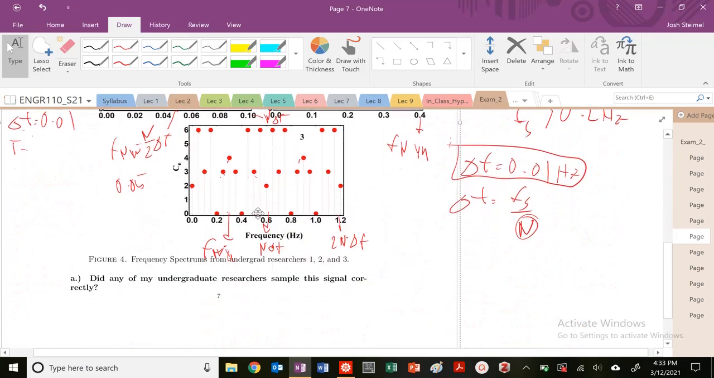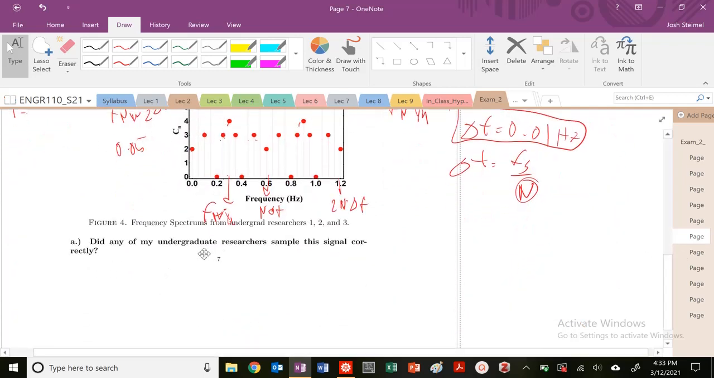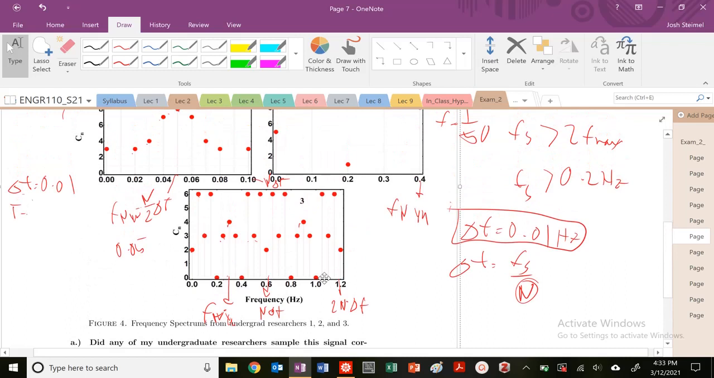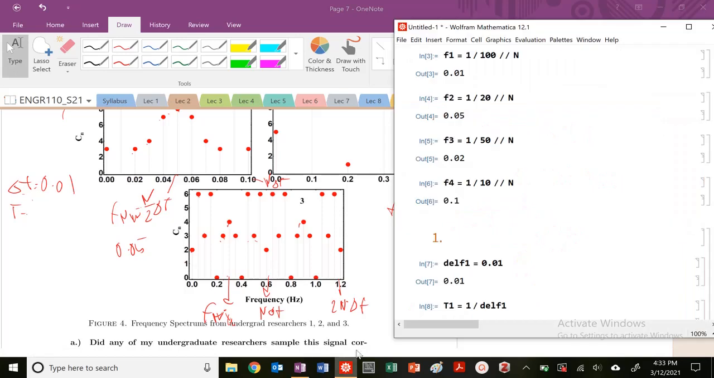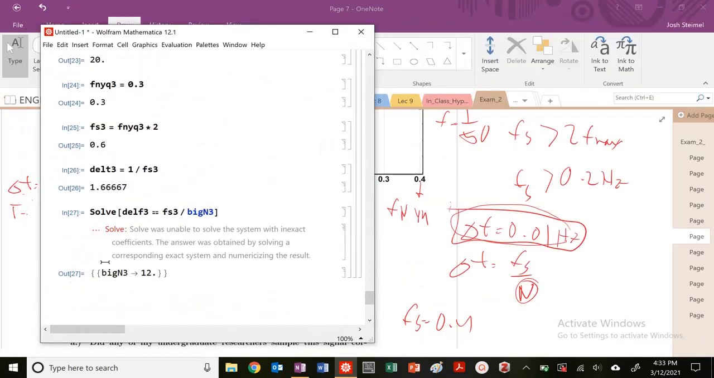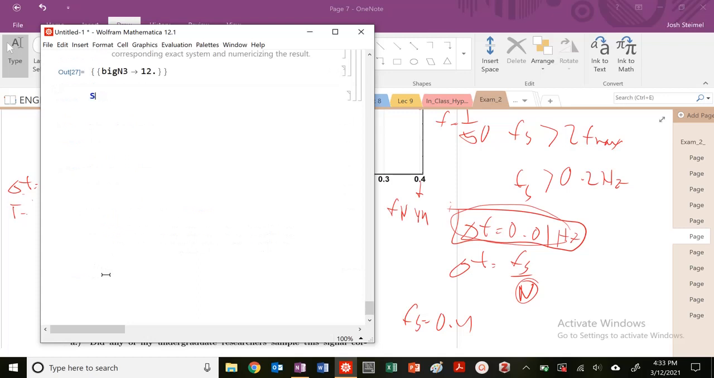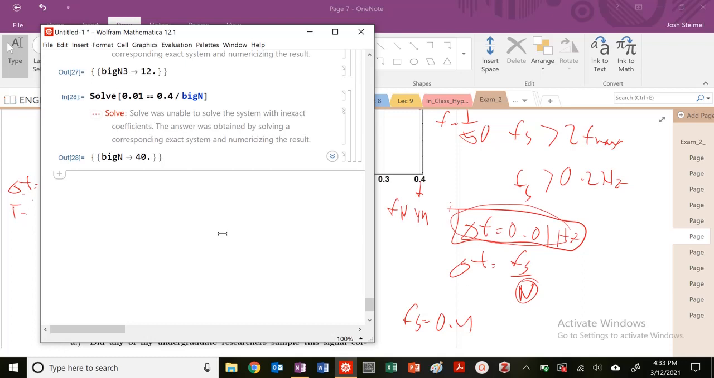But again, you're going to want to go through and write out all these values, and then you could even propose, right? So I would have a delta F of this. If that's the delta F that I need, let's say that I want to sample at, I need to hit here. Let's say my F sub S I'm going to just say is equal to 0.4. I can then go ahead and solve for the number of points. So if I have a delta F of 0.01, and an F sub S of 0.4, divided by big N, I can solve this. So if I have 40 points, then I'll be able to get it.